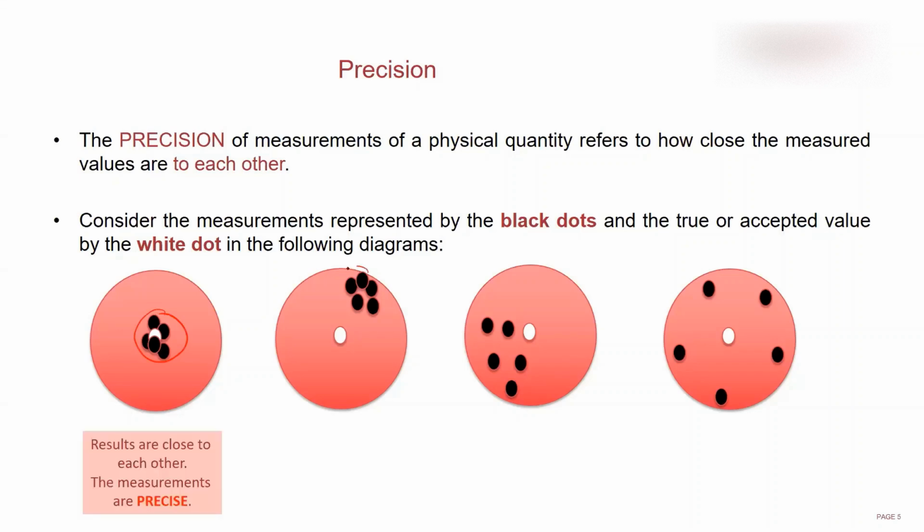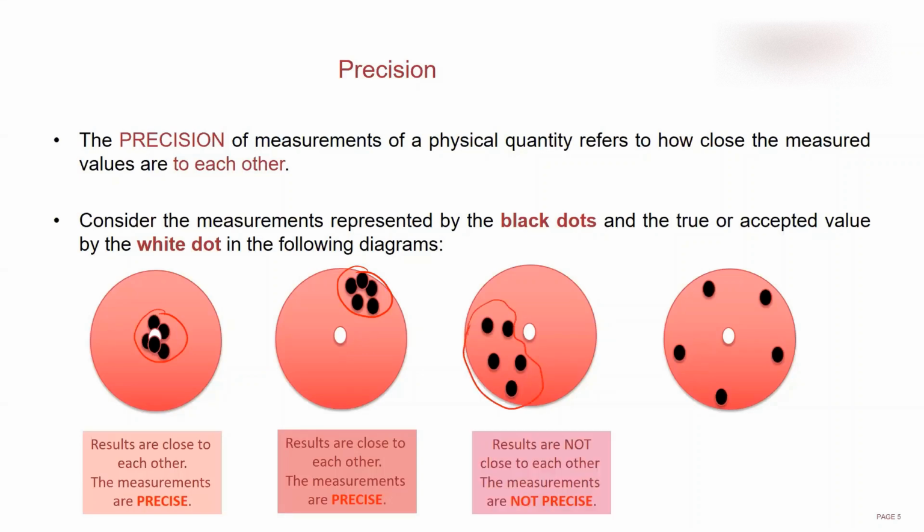When we consider the second set of measurements, again the black dots are close to each other, so the measurements are precise. But in the third set of measurements, the black dots are not close to each other, so they are not precise. Same with the fourth set of measurements. The black dots are not close to each other, so the measurements are not precise.